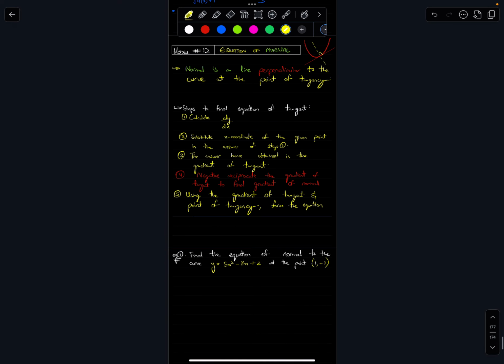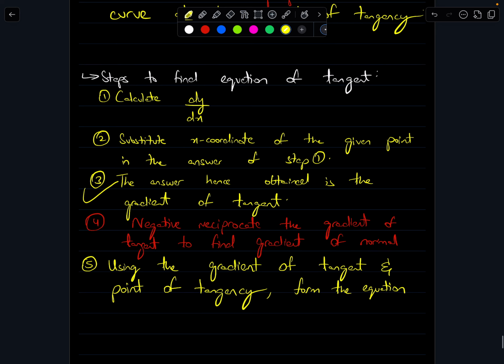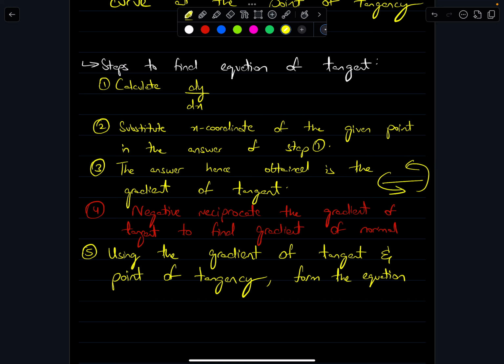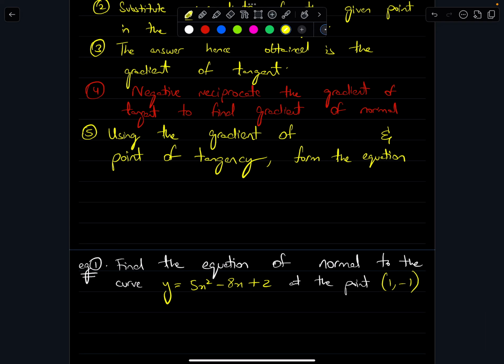I correct myself, to the curve at the point of tangency. My bad, pardon me. So now the steps remain similar, except for the fact we have a new step 4. That is, the answer to step 3 was the gradient of the tangent. Just remember to negative reciprocate it. That is, the denominator becomes the numerator and the numerator becomes the denominator, and multiply the fraction by minus 1, and use the gradient of the normal and the point of tangency to form the equation.